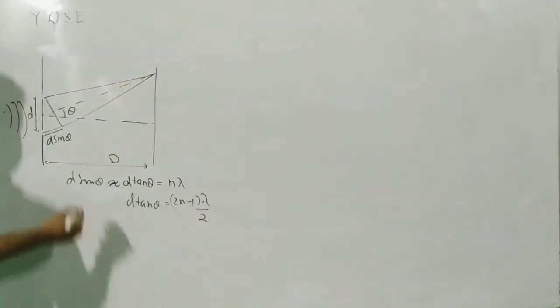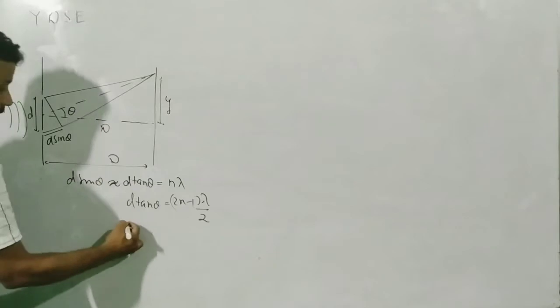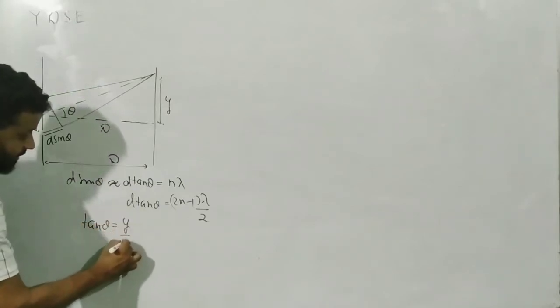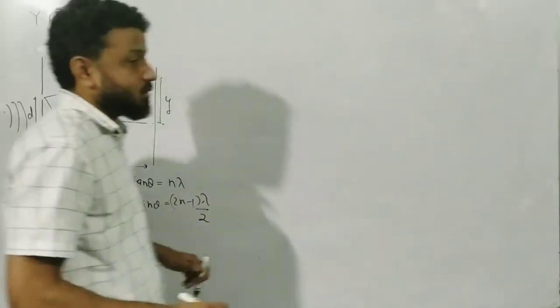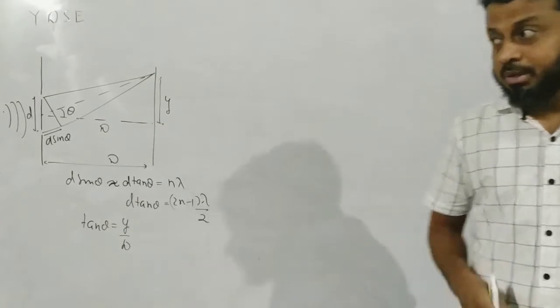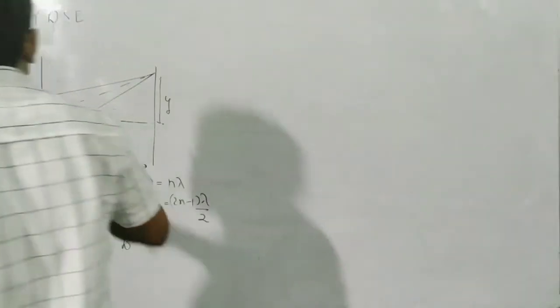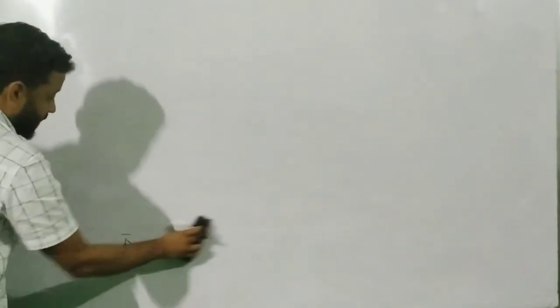Correct? And then you can write tan theta as perpendicular by base. So you can write tan theta as perpendicular by base in both the equations, and that will give you the required result. That is what we called as YDSE, Young's double slit experiment. Now, what happens in modified Young's double slit experiment? In modified Young's double slit experiment, we insert a glass slab in the path of one of the rays.